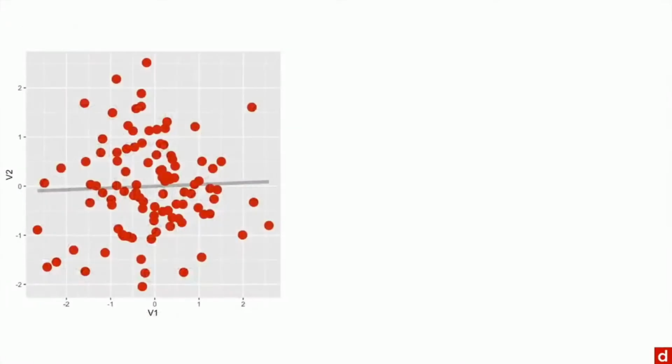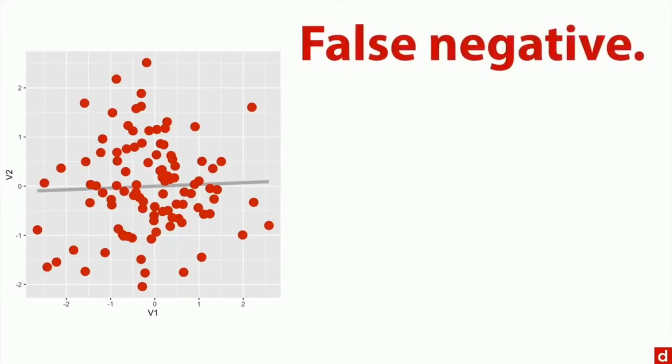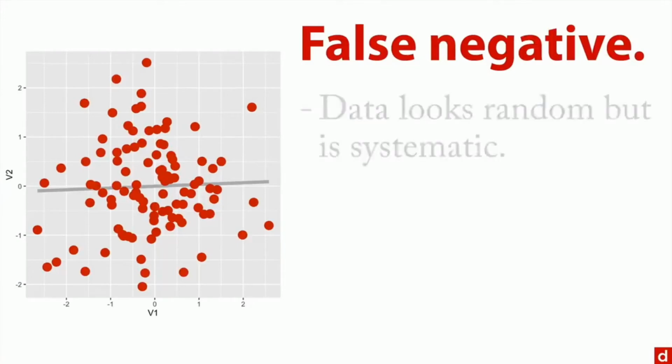Then there's a false negative. This is when the data looks random, but in fact it is systematic, or there's a relationship. So for instance, this scatter plot, it looks like it's pretty much a zero relationship, but in fact, this came from two variables that were correlated at 0.25. That's a pretty strong association. Again, I randomly sampled from the data until I got a set that happened to look pretty flat.